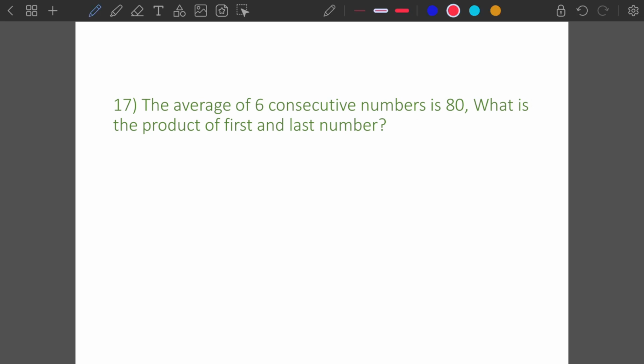Let us try this question. Here it is given that the average of 6 consecutive numbers is 80. So since the average of 6 consecutive numbers is 80, we are taking directly the mean as the middlemost number. What is the product of first and last number?